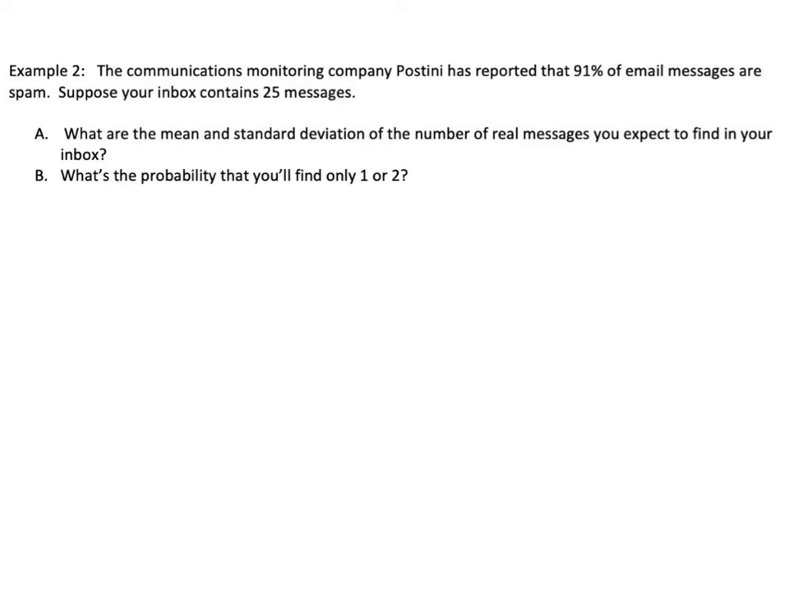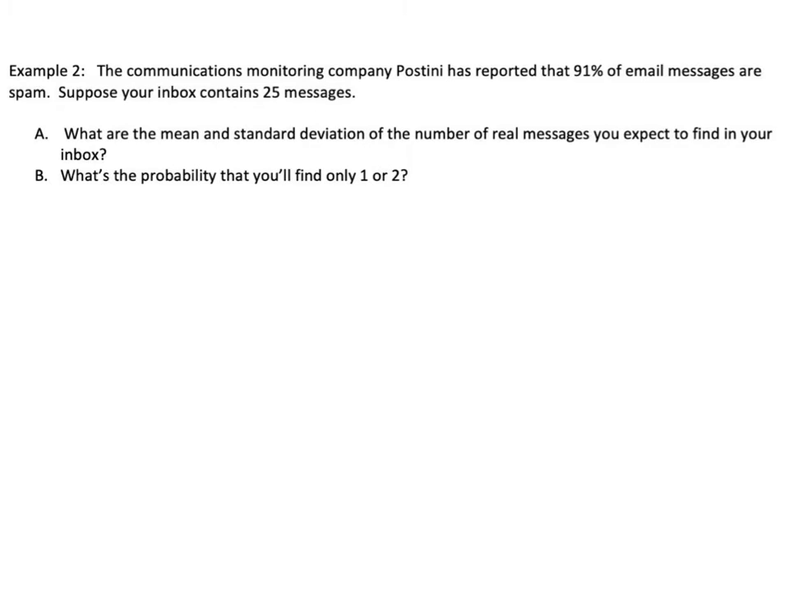Let's do one more. It says, the communications monitoring company Postini has reported that 91% of email messages are spam. Suppose your inbox contains 25 messages. What are the mean and standard deviation of the number of real messages you expect to find in your inbox? And what's the probability that you'll only find 1 or 2?